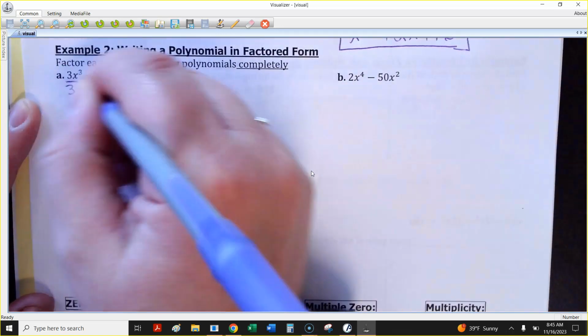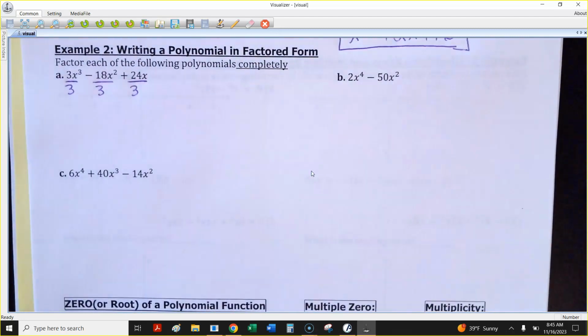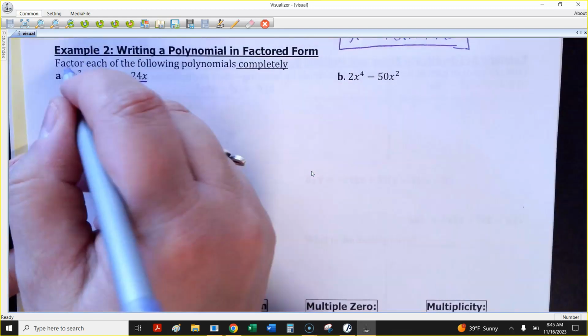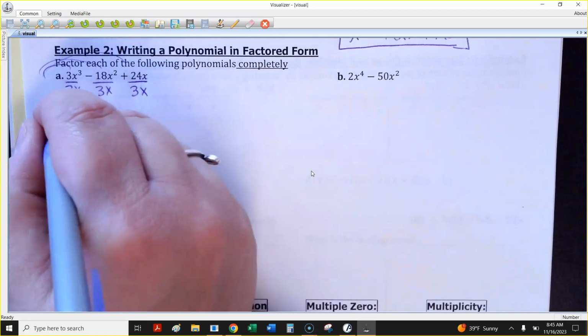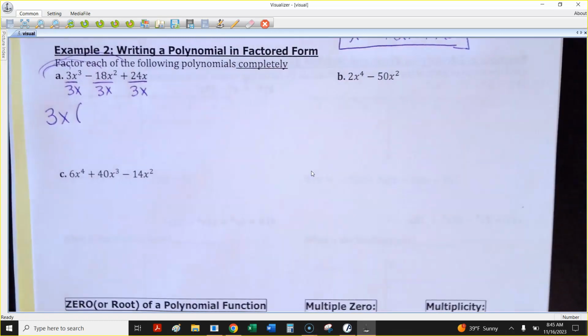Do the terms in this first polynomial, I've got 3x cubed minus 18x squared plus 24x, do they have anything in common besides just a 3? What do you think? X. Okay, so we're going to pull, and I have to take the 3. You can't get rid of it if we don't have an equation. So I'm going to pull 3x out in front of all the other terms. It's like undoing a distributive property.